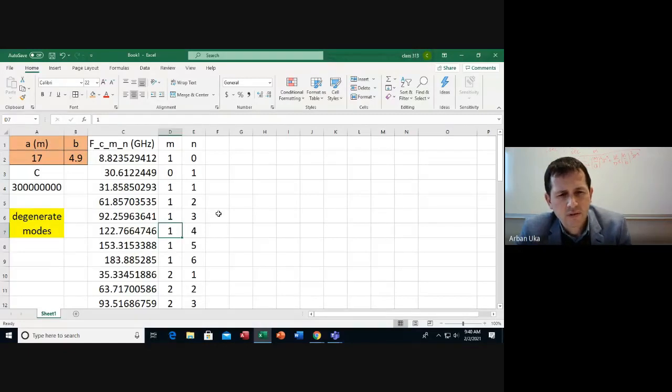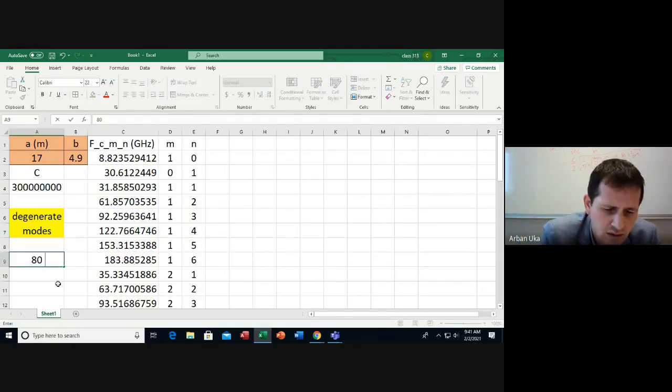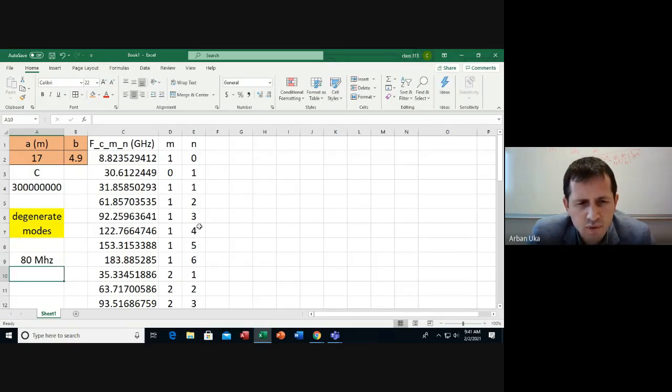And now a question that we can consider is the following: find the lowest order modes that don't propagate at 80 megahertz. So let's say we have 80 megahertz, and which modes can propagate in this range? So if we look here, we are asking which modes at 80 megahertz don't propagate.